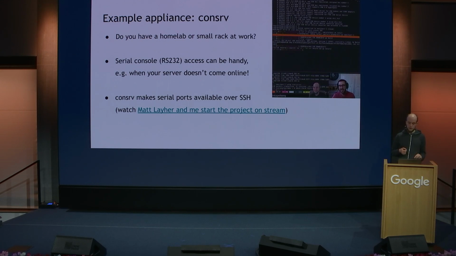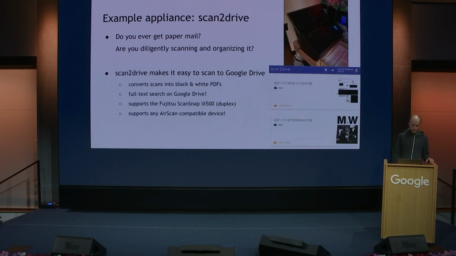And what Conserv does is it allows you to connect a USB to serial converter to your Raspberry Pi, or multiple, no problem. You can even use a USB hub and then connect multiple USB to serials. And it makes them available over SSH. So that's very easy, very convenient, secure, and you can recover your servers like that. As an additional bonus, you can watch Matt Layer and me start this project on stream. So the original creation of Conserv, you can look at it and see how it is to develop for the system if you're curious.